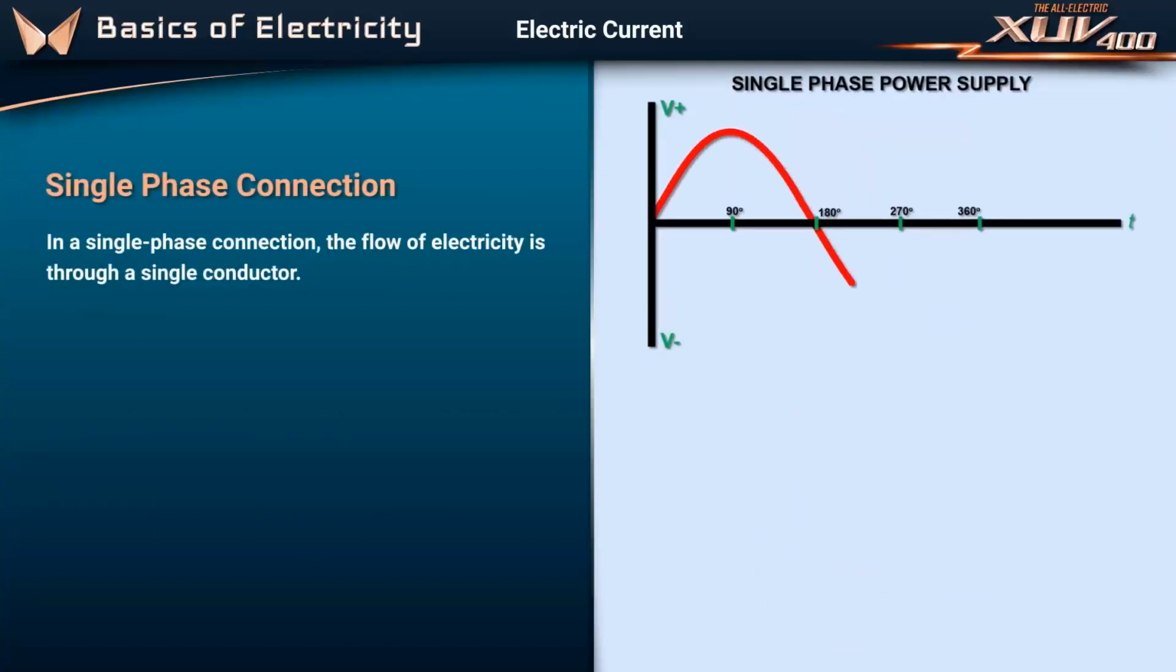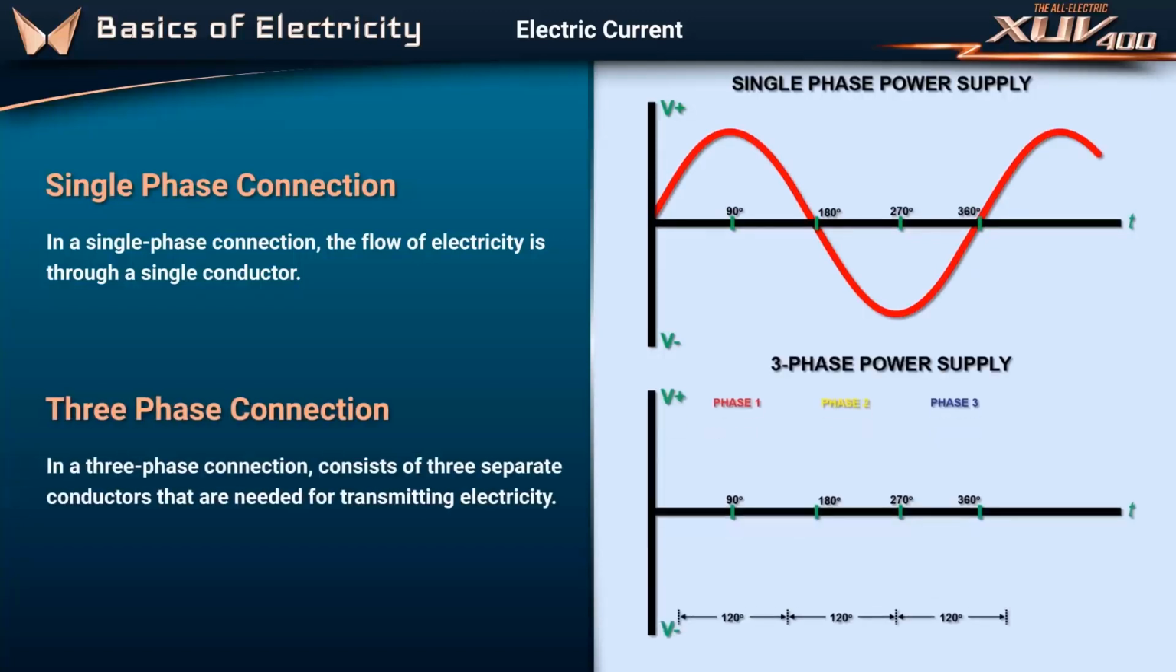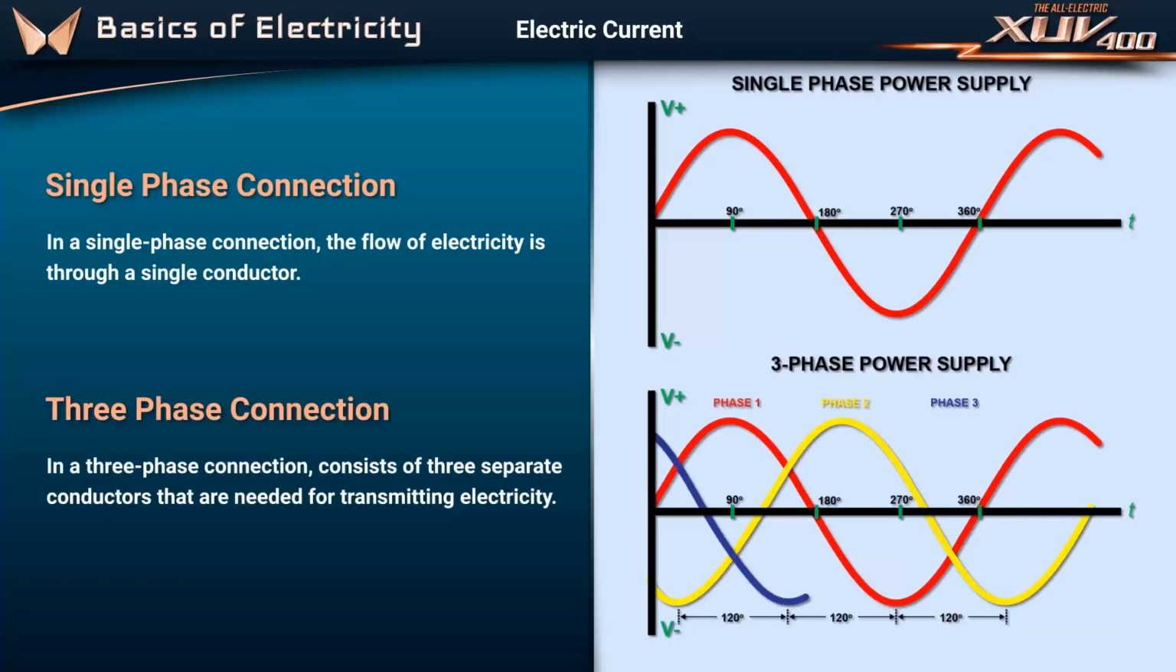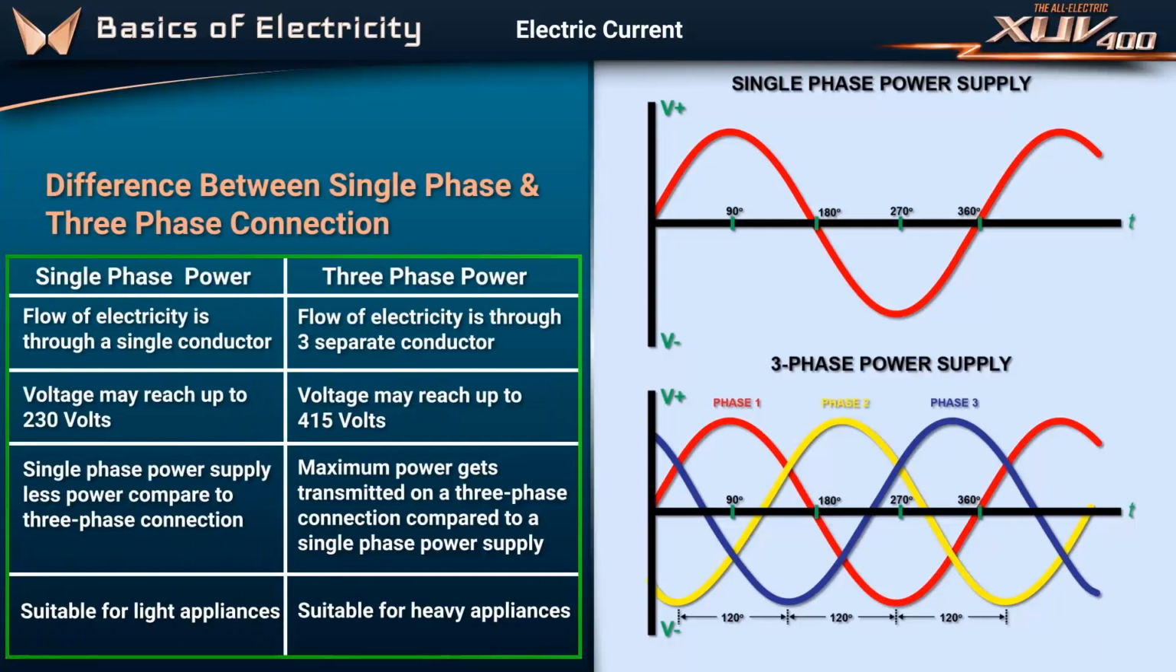Single-phase connection. In a single-phase connection, the flow of electricity is through a single conductor. Three-phase connection. A three-phase connection consists of 3 separate conductors that are needed for transmitting electricity. Difference between single-phase and three-phase connection.